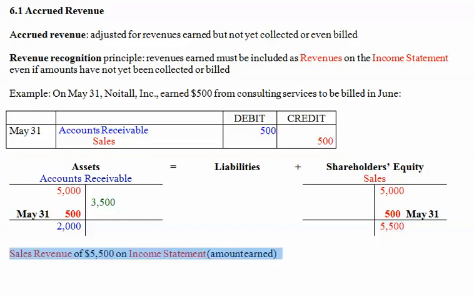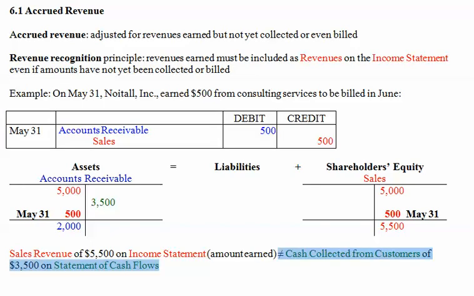Now what's important to know is that you've got sales revenue on your income statement, because your income statement, remember, is prepared by getting all your revenues minus all your expenses, and we'd have revenues here of 5,500. That amount represents what you earned. It tells you nothing about what you've collected. In fact, you can see here that we haven't collected it, and so again, your sales or your revenues on your income statement will not equal the cash collected from customers.